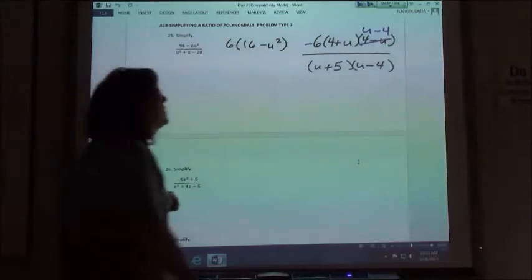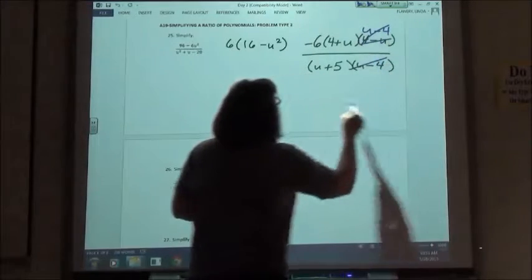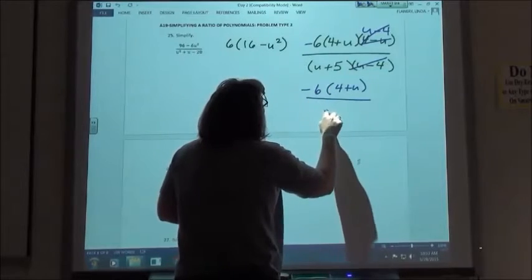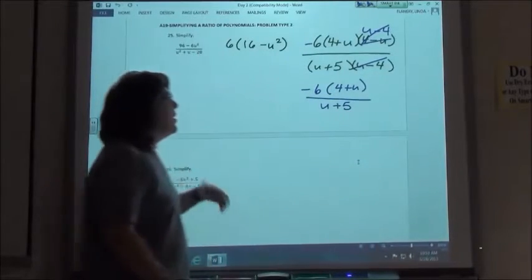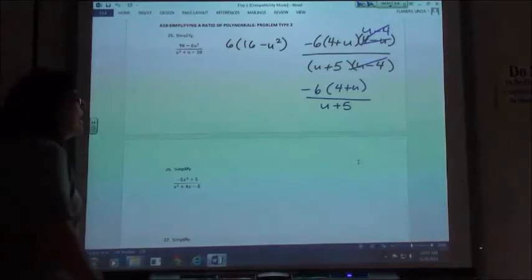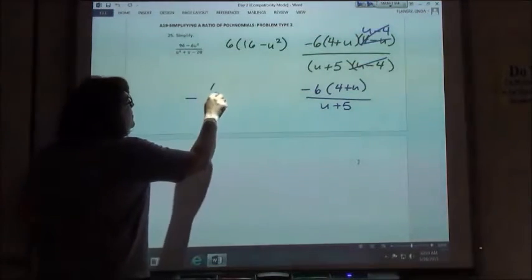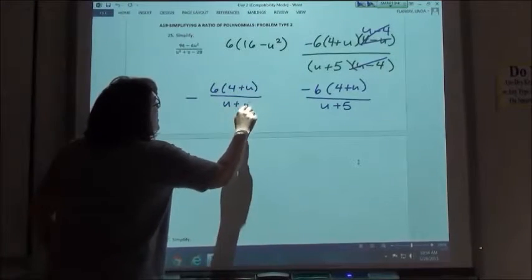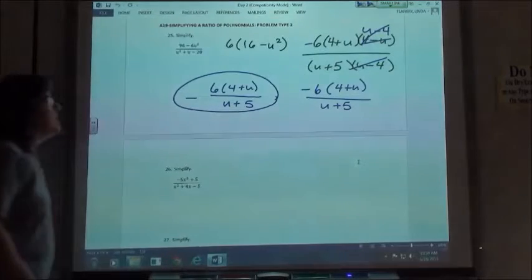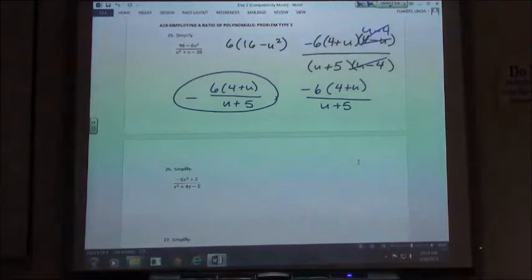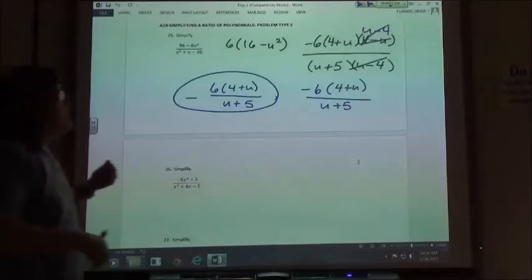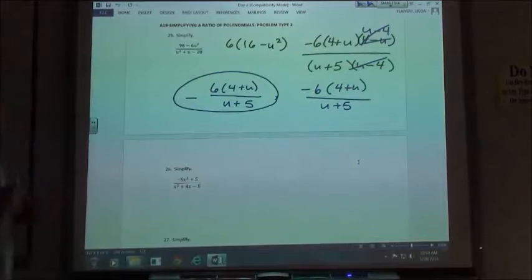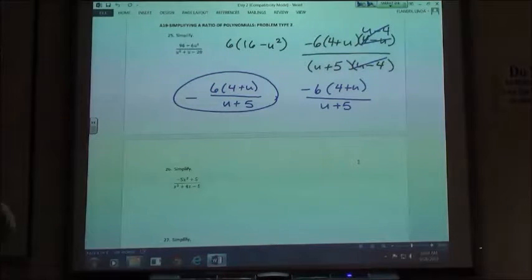Now I can go ahead and cancel that out. So those will cancel. I have negative 6 times 4 plus u over u plus 5 for my answer. You may see on Alex where they might put the negative in front. It shouldn't make any difference, but they might put the negative in front of your fraction instead of in front of the 6. So if you need to flip one of those around, you just factor out the negative. Now if it was the plus 1, we have the commutative property. You can just switch the plus 1, but if it's the minus 1 you need to switch around, you need to factor out that negative 1.